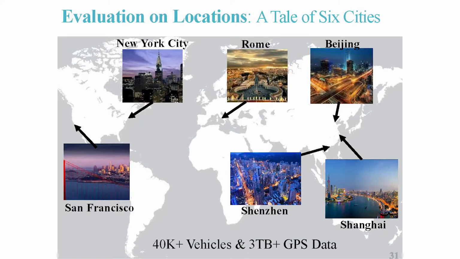Our last factor we try to evaluate is the different locations. We have a project called the Tale of the 6 Cities. We use the taxi cab system in those 6 cities around the world to test the same ride-sharing framework and to see the performance in terms of the different locations here, with more than 40,000 vehicles involved and 3 TB of data.